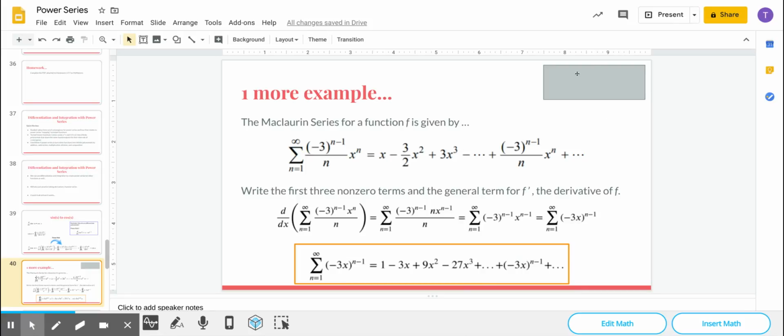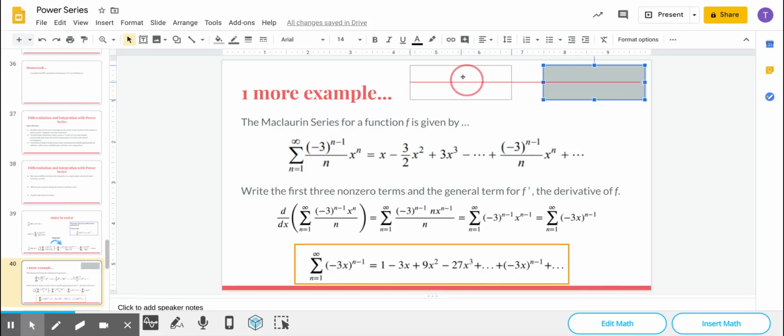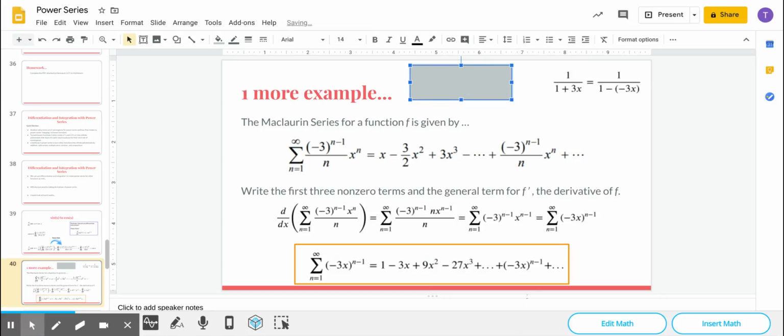And so really what this power series represents is the function 1 over 1 plus 3x, right? Because here is 1 over 1 minus negative 3x, a over 1 minus r, right? So my a value is 1. It's my first term, which lines up. And my common ratio is negative 3x. And so the sum of this geometric power series is a over 1 minus r, or 1 over 1 plus 3x.